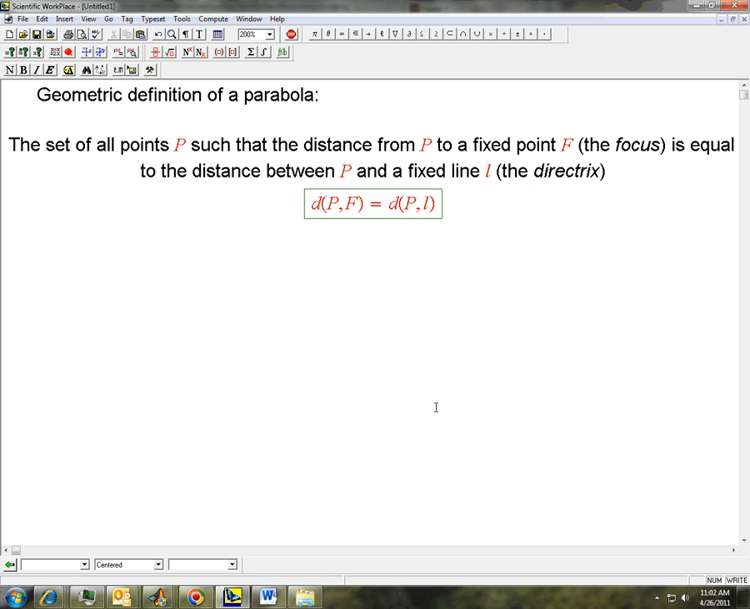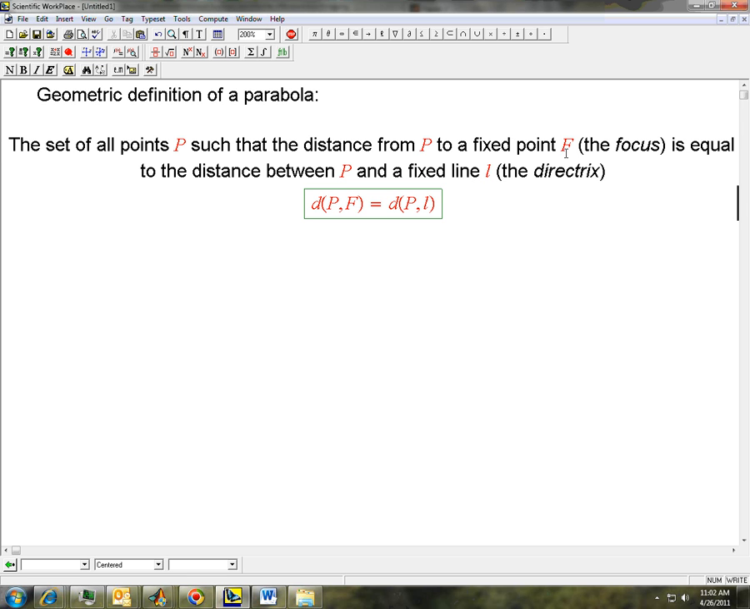Here's the geometric definition of a parabola, which we talked about in class. We did a little bit of an investigation on this. It's the set of all points in the plane such that the distance from the point you're testing to a fixed point F, called the focus, is equal to the distance between P and a fixed line L, the directrix.